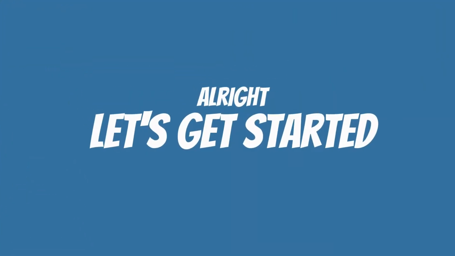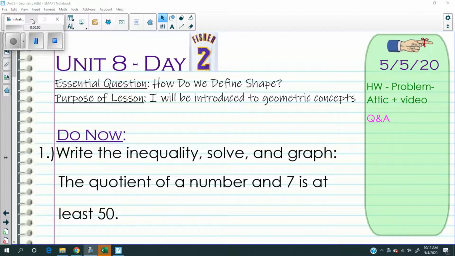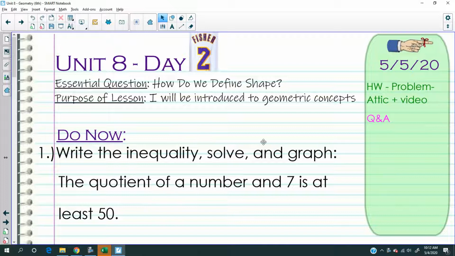Oh, there we go. There's the bell. All right. Okay, all right. So there's the bell. All right. So go ahead, press pause, do the do now, and then we'll go over it.